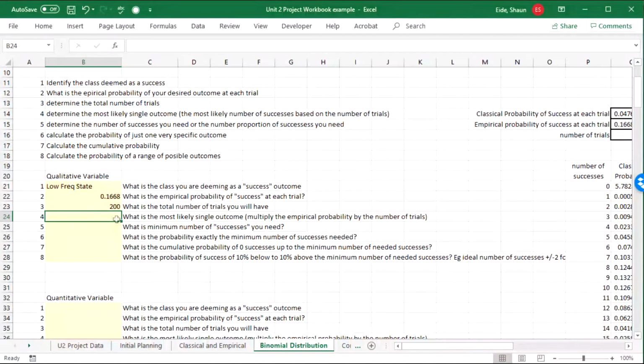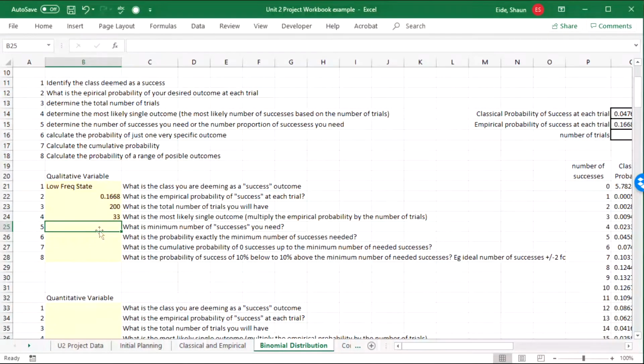And so in order to be able to do this, all that you have to do is do equals 200 multiplied by the probability of success at each trial. And so the most likely single outcome is going to be 33. That's going to be the most likely single outcome because you just round the results either up or down, whatever it's closest to. So that's the most likely outcome, that there will be 33 low frequency states if I survey 200.